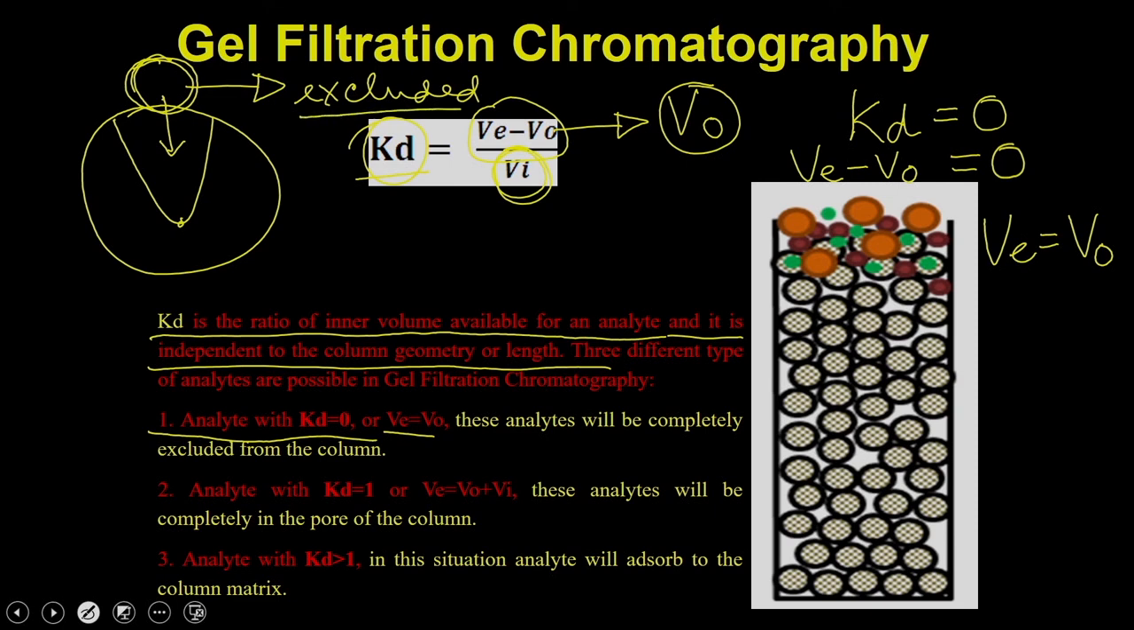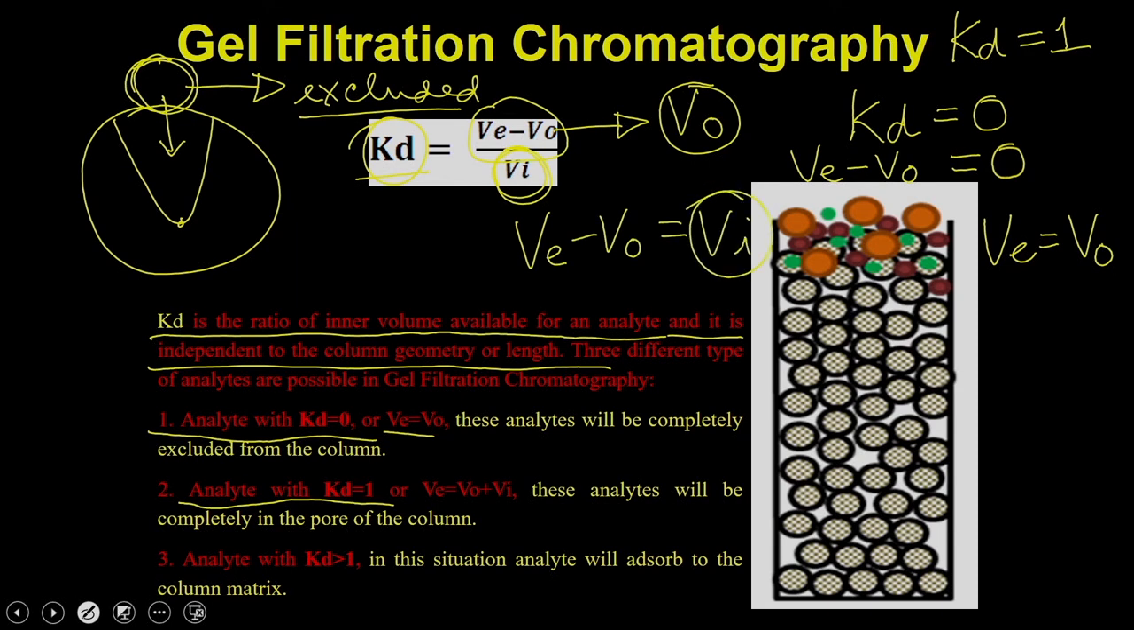Okay. Now imagine that you have an analyte having a KD equivalent to 1. So if I put the value, what will happen is the VE minus VO is going to be equivalent to VI. So under what condition could the VE minus VO be equivalent to VI, which means the VE is equivalent to VI plus VO.